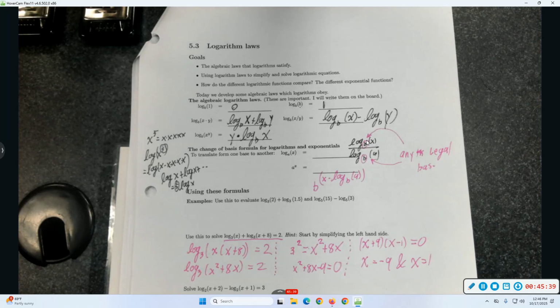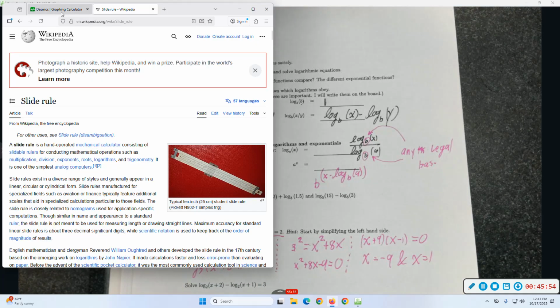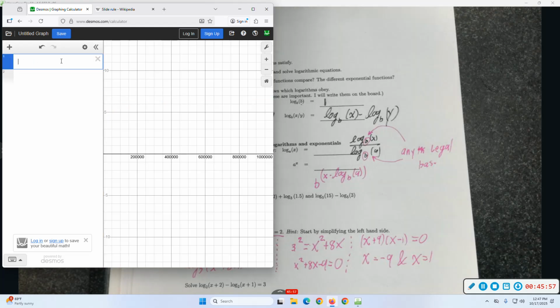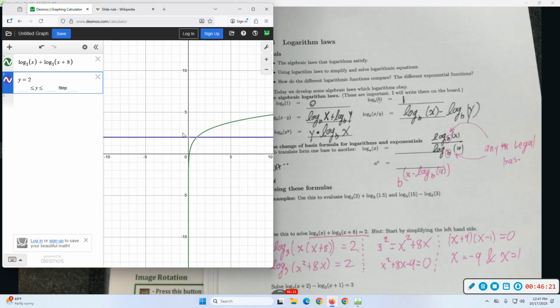There's something wrong that happened. Yeah, like there's a domain issue. And let's see that there's a domain issue by graphing. If those are solutions, we should be able to graph this equation and see two solutions. So let's graph log base 3 of x plus log base 3 of x plus 8. We get what we get. And now let's also graph y equals 2.